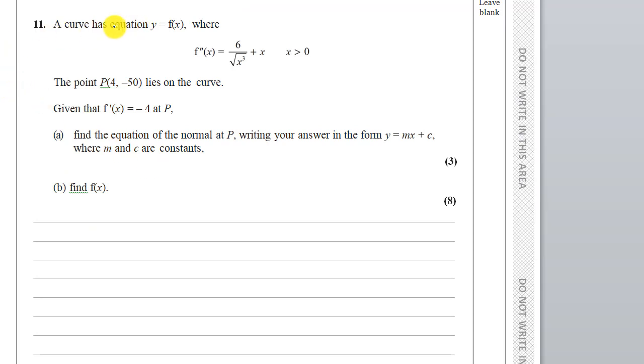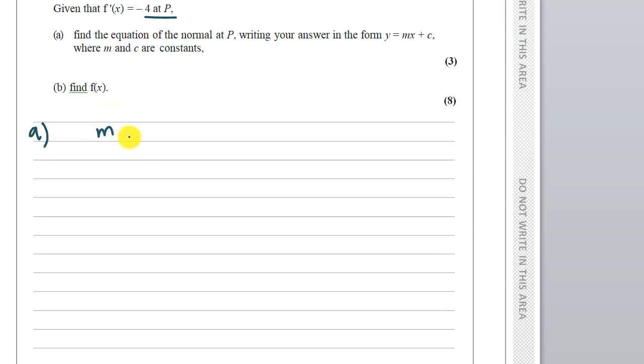The curve has an equation y equal to f of x, where f double dash of x is equal to 6 divided by square root of 3 plus x, x bigger than 0. The point B, 4 and minus 50 lie on the curve, given that f dash of x is equal to minus 4 at B. Find the equation of normal at B. Write your answer in the form of y equal to mx plus c when m and c are constants.